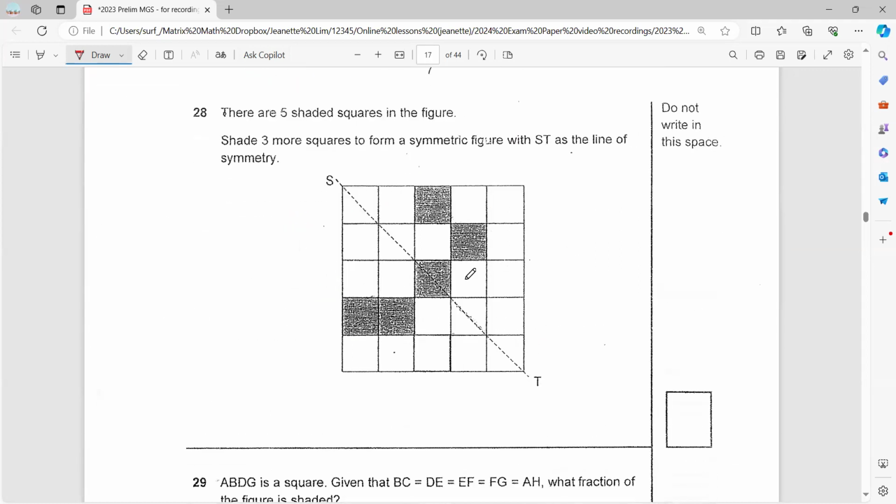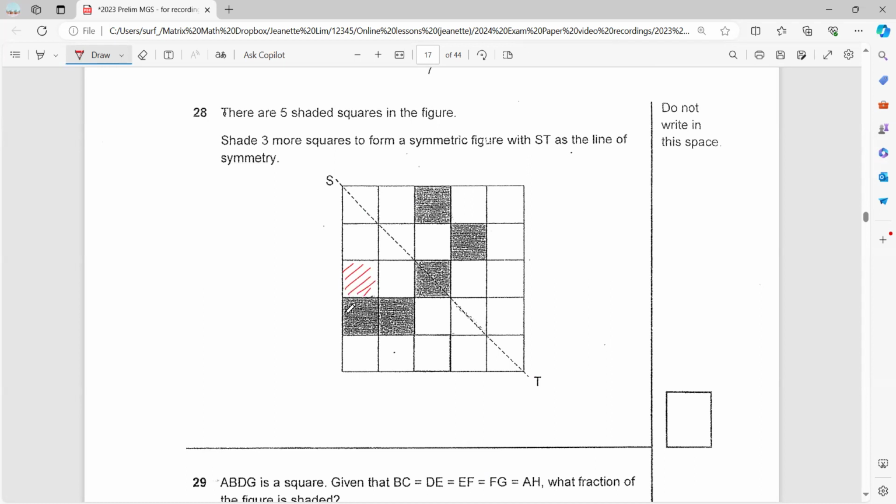Question 28, there are 5 shaded squares in the figure. Shade 3 more squares to form a symmetric figure with ST as the line of symmetry. Okay, so to form a figure that is symmetrical, we have 3 squares to shade. Firstly, this one here has to be like a mirror image. So this one here corresponds with this one here. So this one you need to shade.